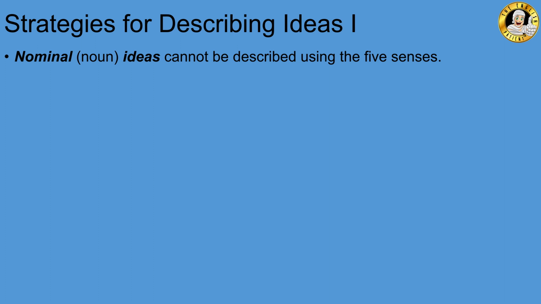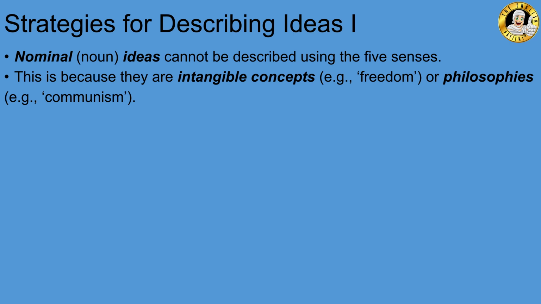ideas cannot really be described using the five senses. And this is because they are concepts, they're intangible, they are not concrete, we cannot touch them, we cannot feel them. For example, freedom is not something you can grasp, usually. And it might be a philosophy, for example, communism, capitalism, Marxism.